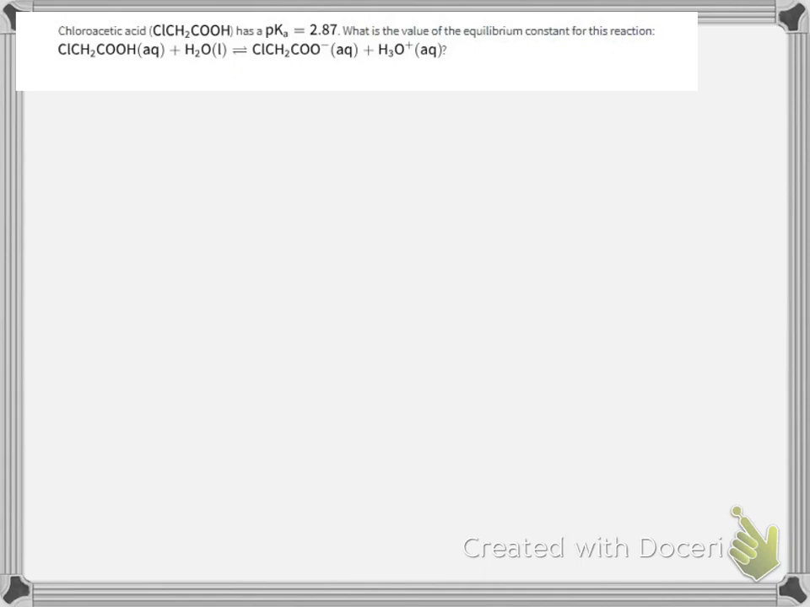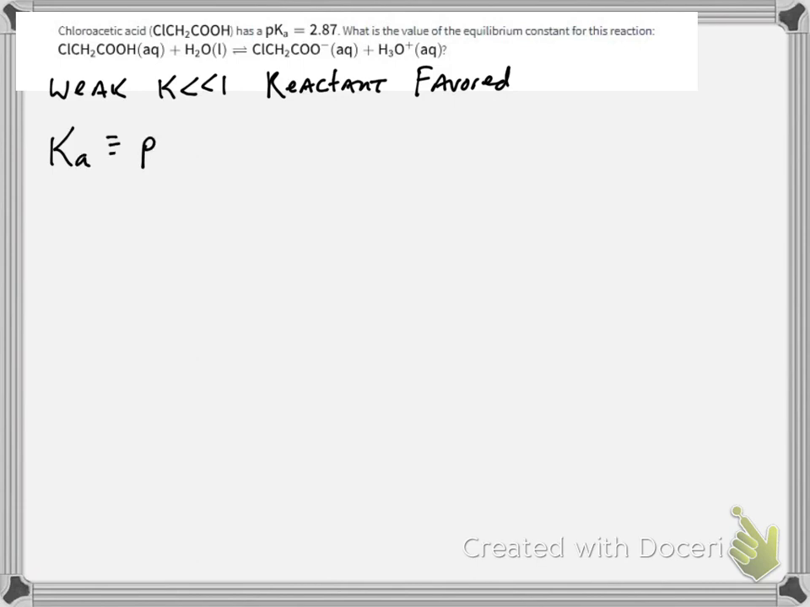Okay, but most of our work isn't strong acids and strong bases. It is weak acids and weak bases. So we're going to go through some calculations of weak acids and weak bases. Remember, these are all reactant favored. Okay, so weak, meaning K is much less than 1, meaning reactant favored, right? So almost all of the reactant is unreacted, and that's very important.